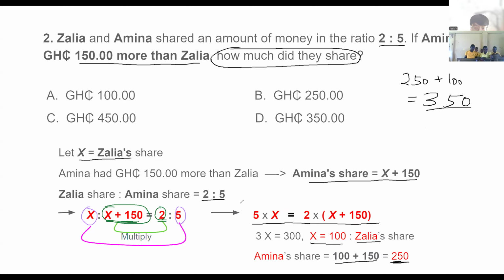Now this ratio part might be a little confusing. So we set up the ratio because we knew that Zalia to Amina was 2 to 5, right? And we can let that equal to Zalia to Amina with respect to this right here, x. So x is Zalia, x to x plus 150 is equal to 2 to 5.